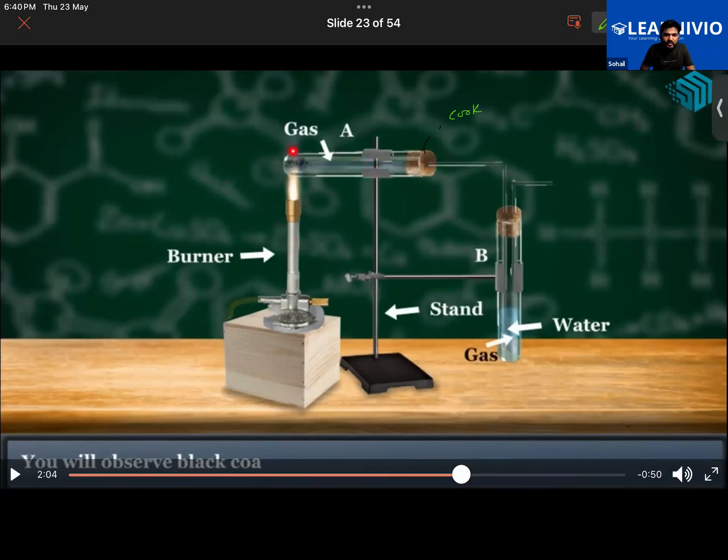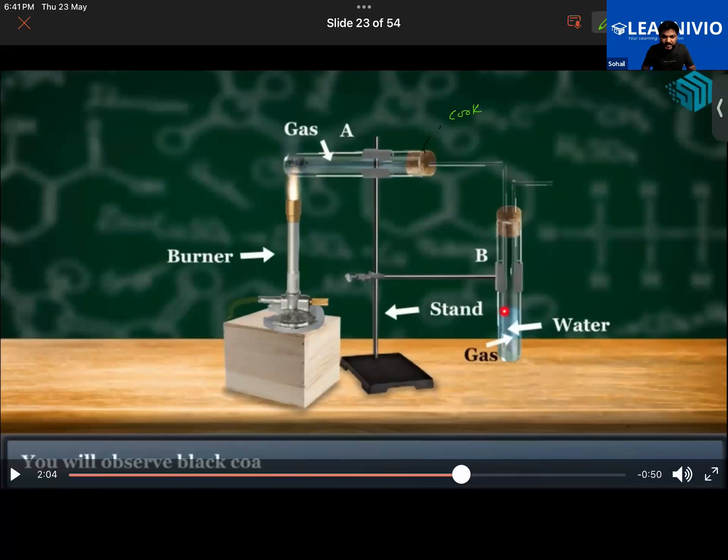We are heating coal in the absence of oxygen, at high temperature. So what will happen? Whatever moisture is present inside this coal will start to come out in the form of gases, and via this glass pipe it will go into test tube B. In test tube B, you have taken some water. Let's understand what is happening in test tube B.